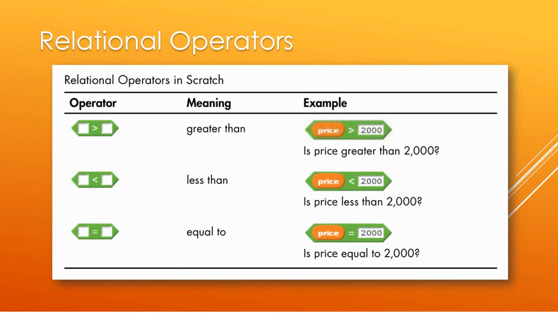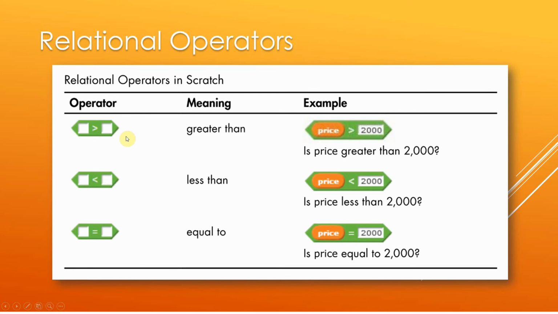Okay, now we are doing something new, relational operators. We have got 3 relational operators, the greater than, the less than, and the equal to. Now I'm sure you're all familiar with equals to. The only new ones might be the less than and the greater than.